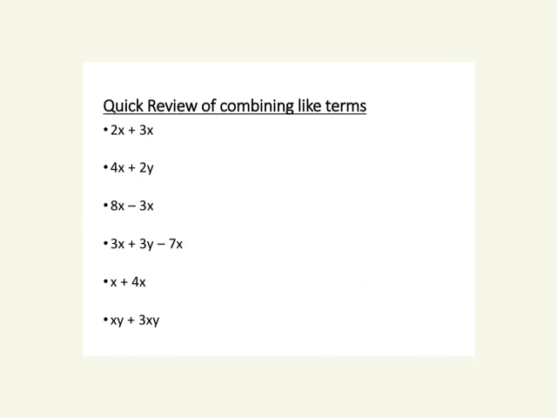2x plus 3x. What is 2x plus 3x? 2x plus 3x is 5x. Whenever you're adding and subtracting like terms, you add or subtract the coefficient, you leave the variable the same. The big mistake I get on that one is I get students that want to say, oh, 5x squared. No, the variable stays the same, you add and subtract the coefficient.